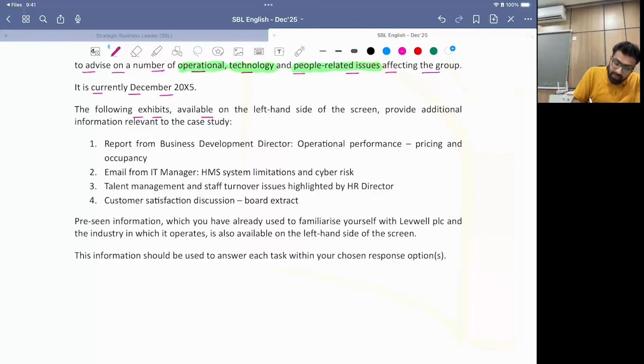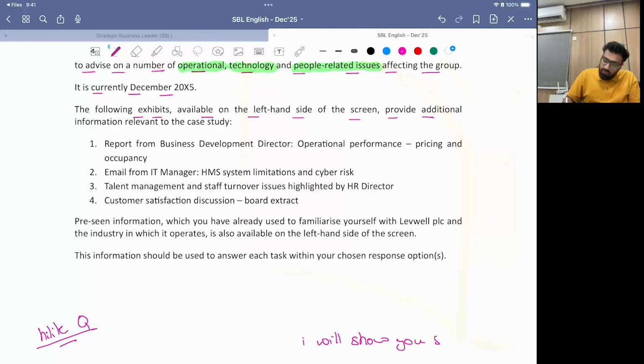The following exhibits are available on the left hand side of the screen. So I'll show you the software, huh? Don't worry, I'll draft an answer on the software so you guys know about it. And in fact, the highlight question, I remember, I have completely solved it on the software. So I'll show you the software. Don't worry, in the next class you guys will know how to attempt it on the software, huh?